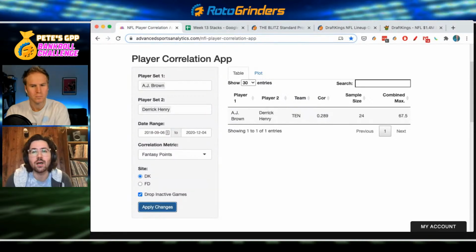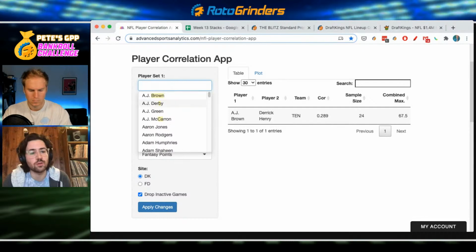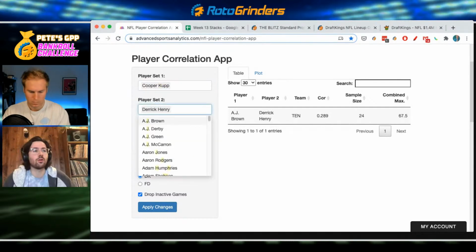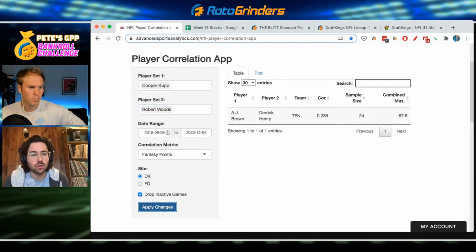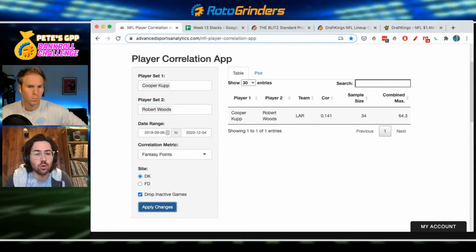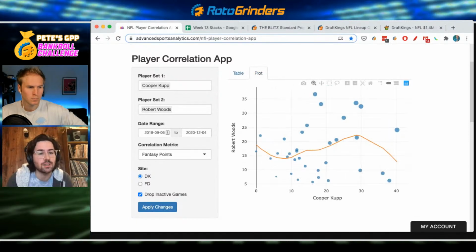I was looking this morning at Kupp and Woods, right? These are guys who pretty much on all plays, short of maybe Woods throwing it to Kupp, there are a few plays that mutually benefit them. And so it's an interesting one. They have very different correlation, 2020 versus 2019.